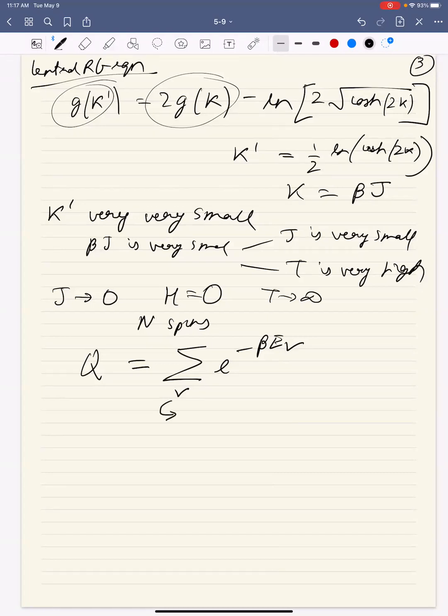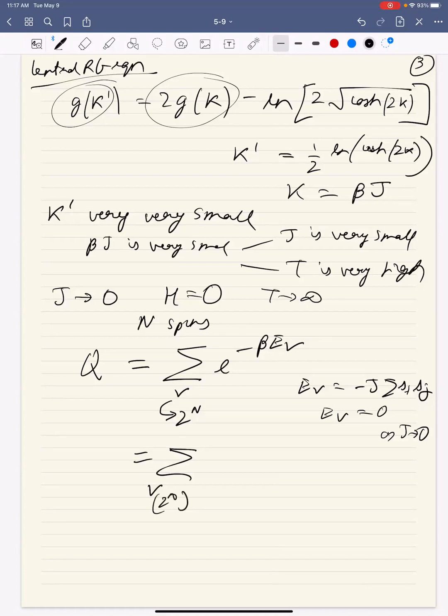Suimin answered this last time. 2 to the power N, right? And what is the value of E nu? E nu is minus J summation Si Sj. So if J is equal to 0, what is the value of E nu? 0, right? Now, can you tell me what is the value of Q? 2 to the power N. You are going to every microstate, 2 to the power N microstates, and you're adding 1 each time, right? So Q is 2 to the power N, which means that for a very, very weak Ising model, we can write down the partition function. There's nothing to do there. So now we can get started.